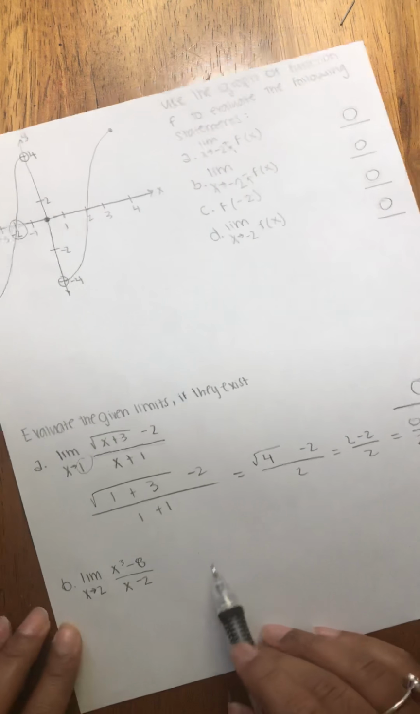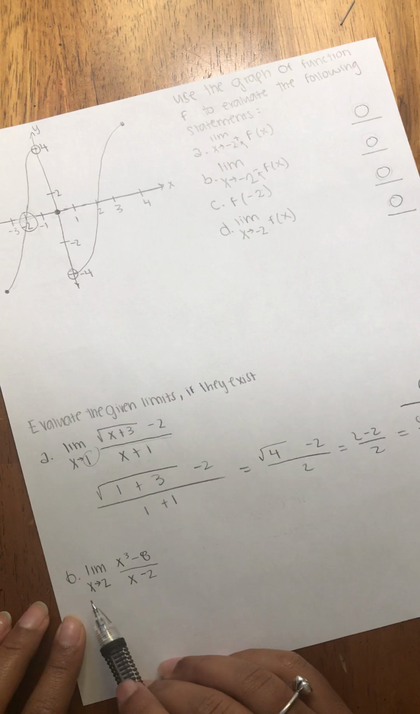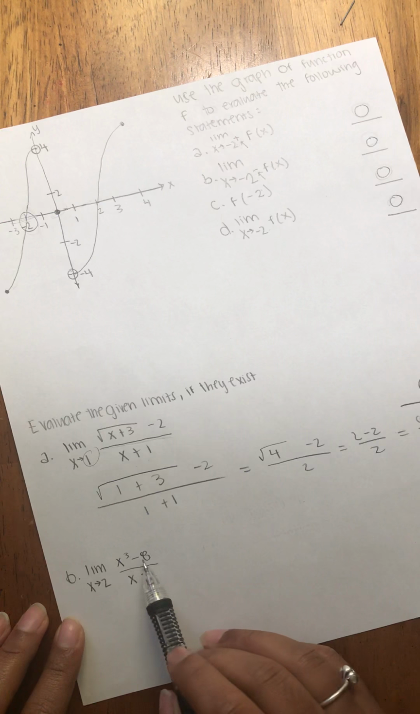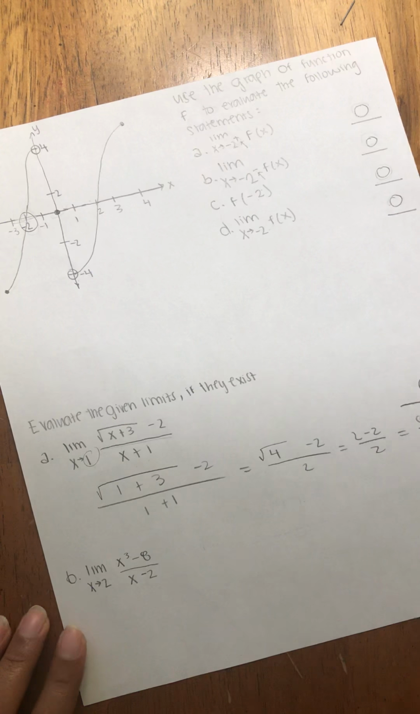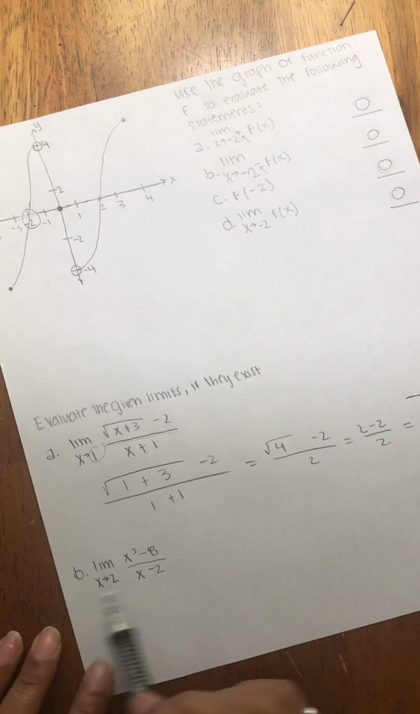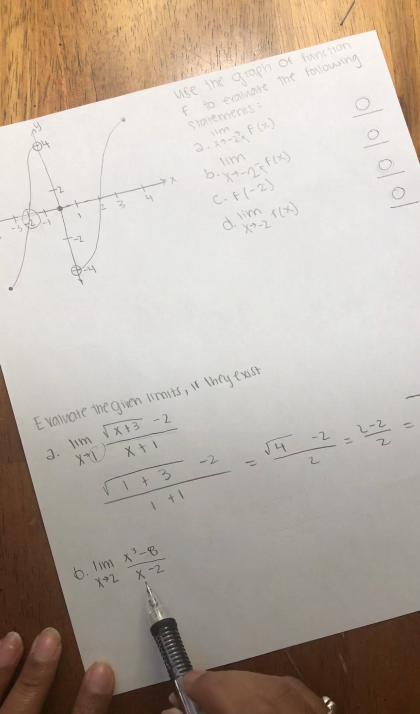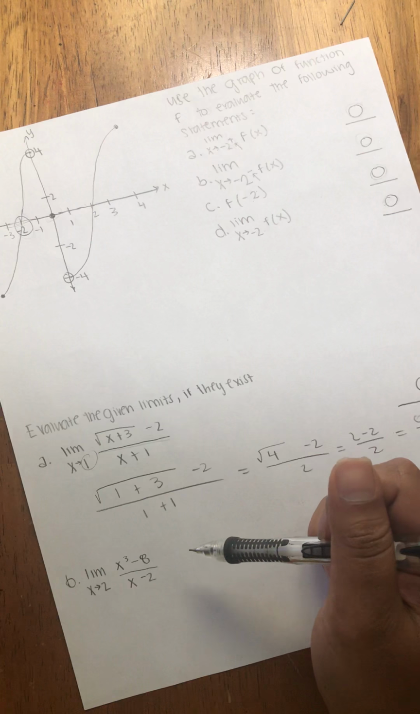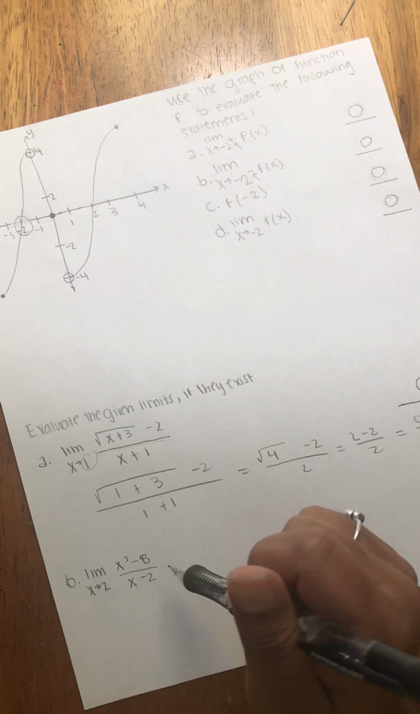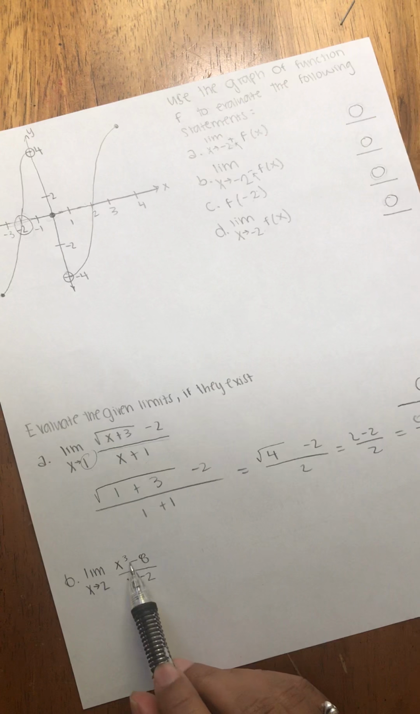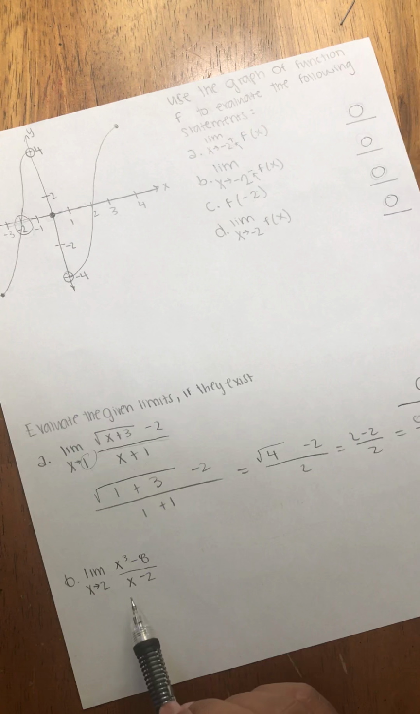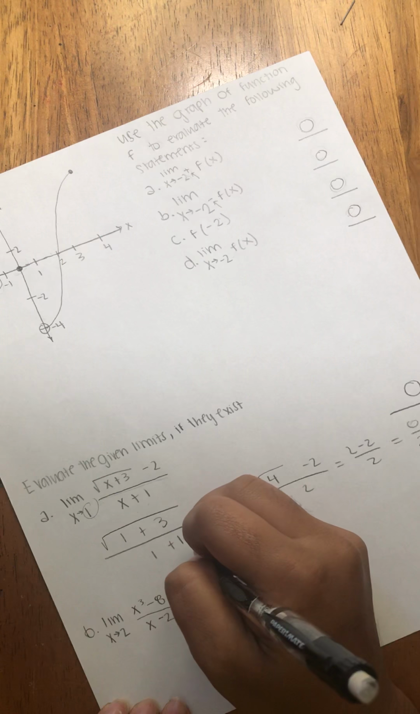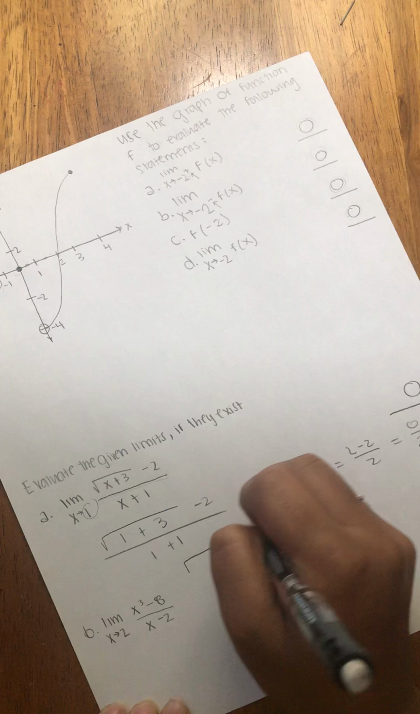Okay. The next one says limit as x goes to 2 of the function x to the power of 3 minus 8 over x minus 2. So this one would not work in terms of plugging in the 2 because the denominator would be 0, which is undefined. So we would try factoring, but because it's to the 3rd power, it would be really hard to factor. So let's try long dividing.